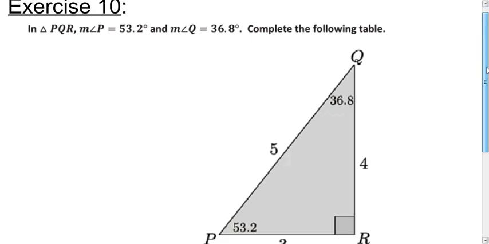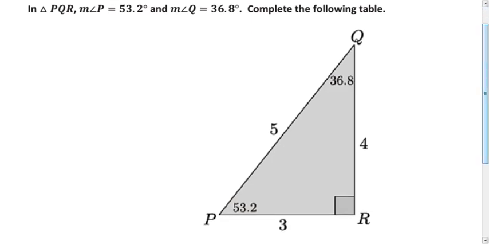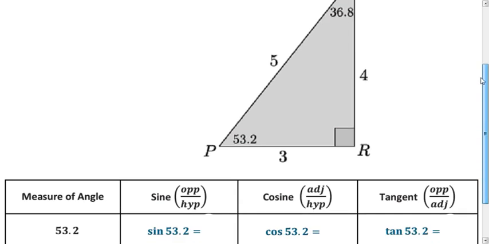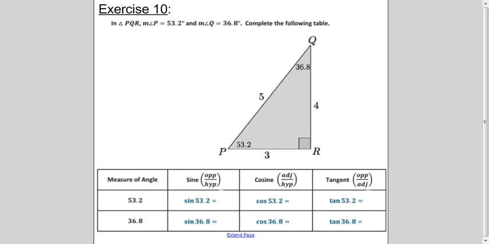Here we have a triangle, and they give us angle measurements and side lengths. We want to complete our table. So here they give us two different angles. We want to fill in each row. So let's start with the angle that measures 53.2 degrees. What's the sine of that angle? Let's label our sides. With respect to P, the opposite side is 4, the adjacent side is 3, and the hypotenuse is 5.